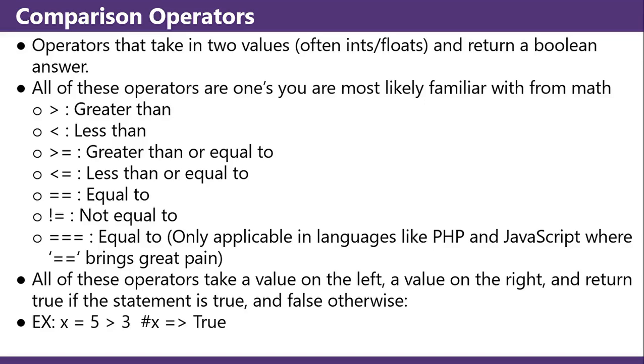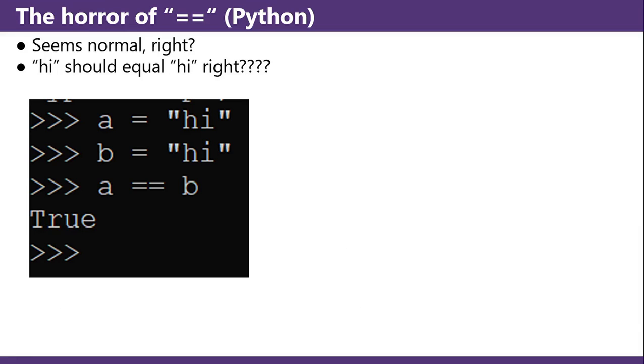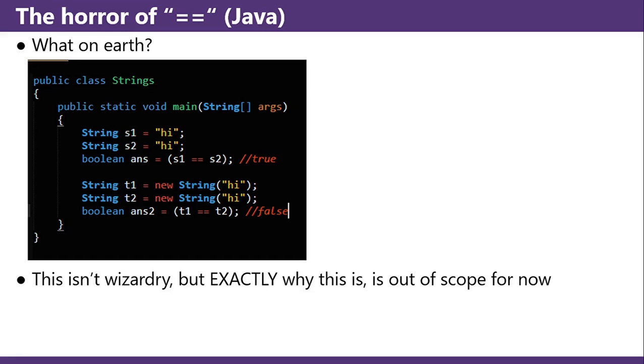An example, x equals 5 greater than 3. 5 is greater than 3, so now x equals true. The horror of double equals. This is a Python example. Seems normal, right? "Hi" should equal "hi", right? What on earth? You have 2 strings, you compare them, it's true. You have 2 strings, you compare them, it's false.